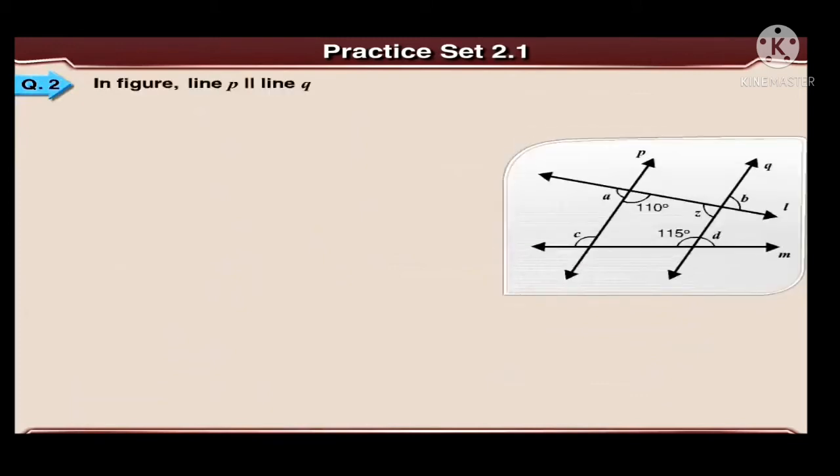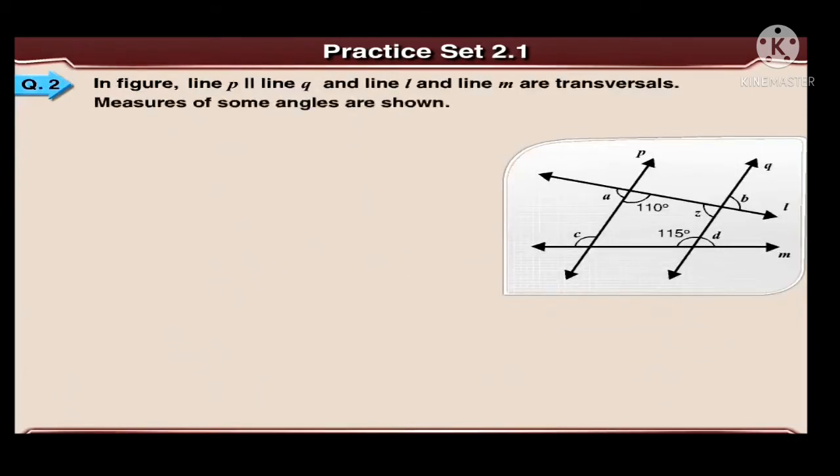Question number 2. In the figure, line P is parallel to line Q and lines L and M are transversals. Measures of some angles are shown. Hence, find the measures of angle A, angle B, angle C and angle D.